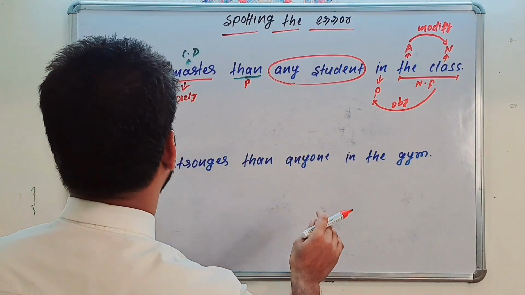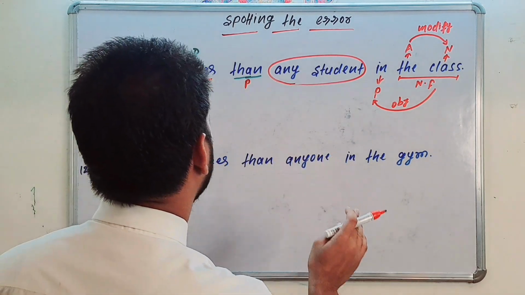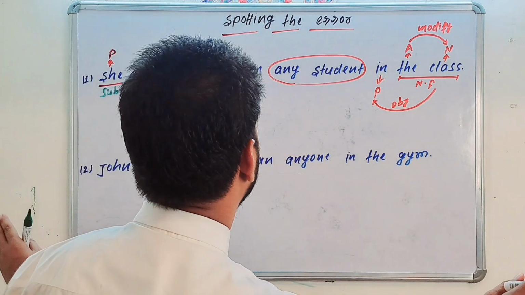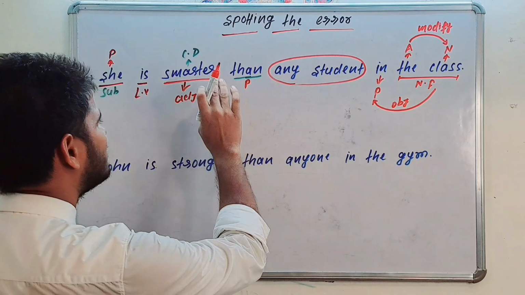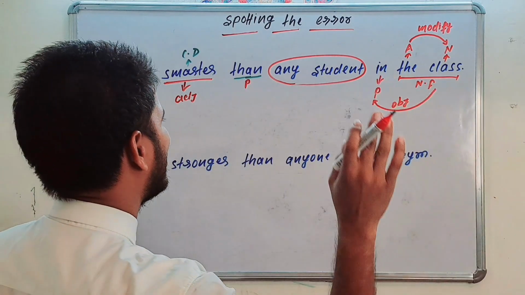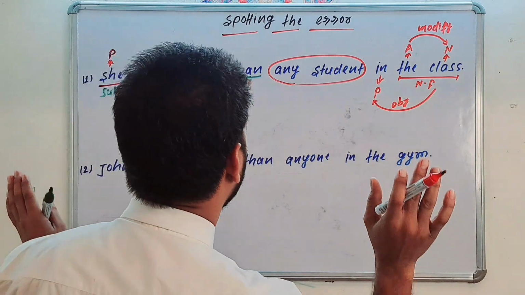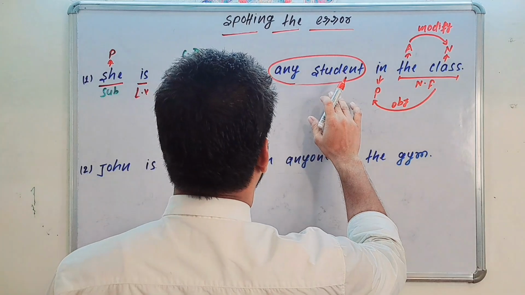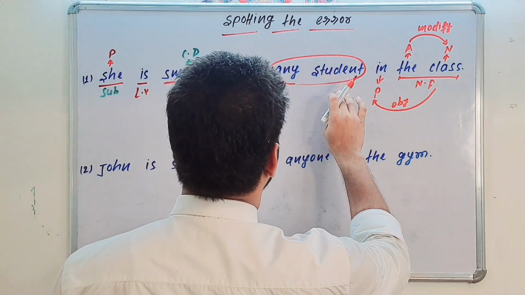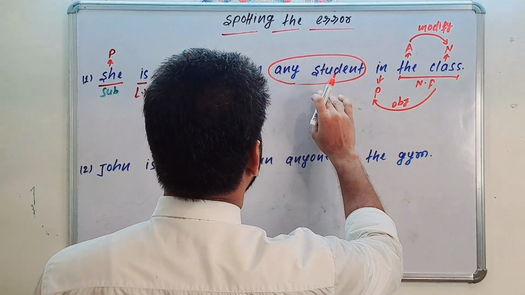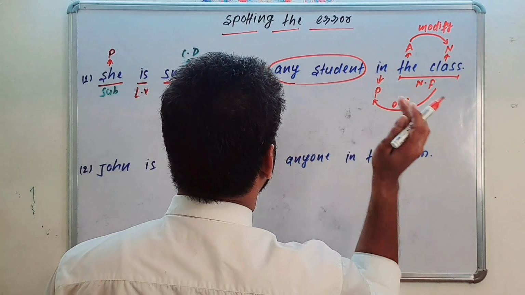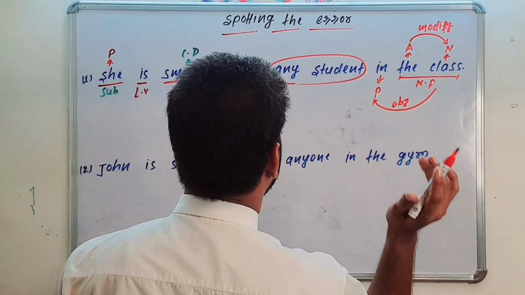But the most important thing is that I spotted the error. So here, see again: She is smarter than any student in the class. This is a completely wrong sentence and I have to spot the error part. And yes, I spotted it. This is the error part, any student. So replace this part, any student, with any other student.